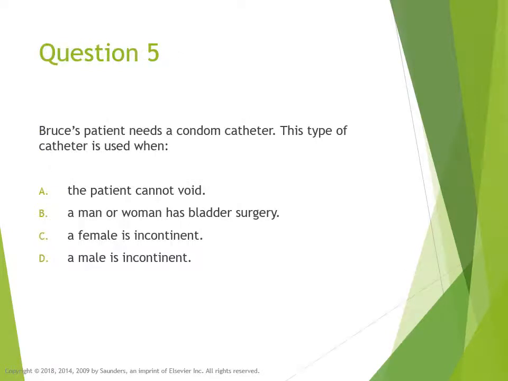Question 5. Bruce's patient needs a condom catheter. This type of catheter is used when A, the patient cannot void, B, a man or female has bladder surgery, C, a female is incontinent, or is it D, a male is incontinent?